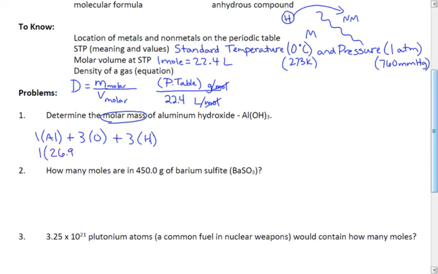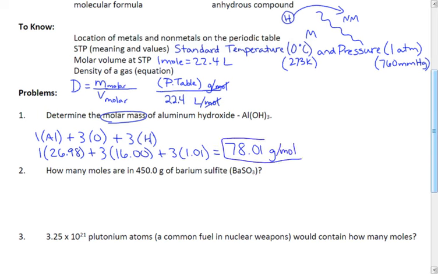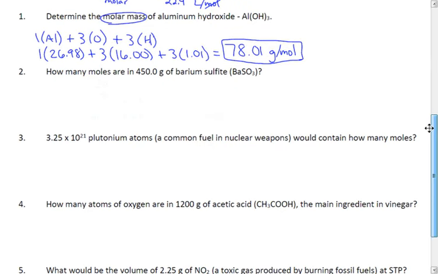Aluminum's 26.98. Remember, we're rounding those to 2 places after the decimal. Oxygen is 16.00, and hydrogen will be 1.01. You add those values together and you get 78.01 grams per mole. Remember, if it ends up being a whole number, you still have to write it out to the hundredths. It would be 0.00 at the end.